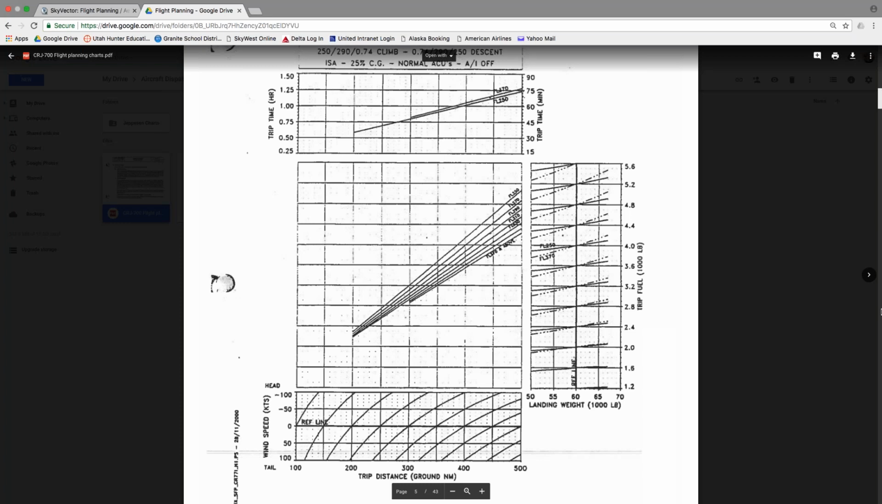374 miles. So we go up to 374 miles, and then we go right here. Go up to the reference line, straight up to the reference line. Follow the contour of the curved line.